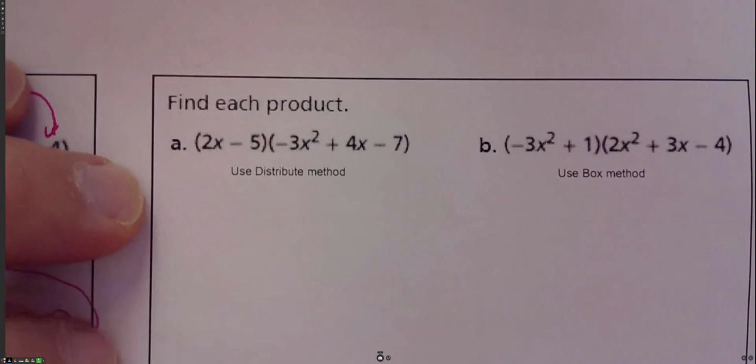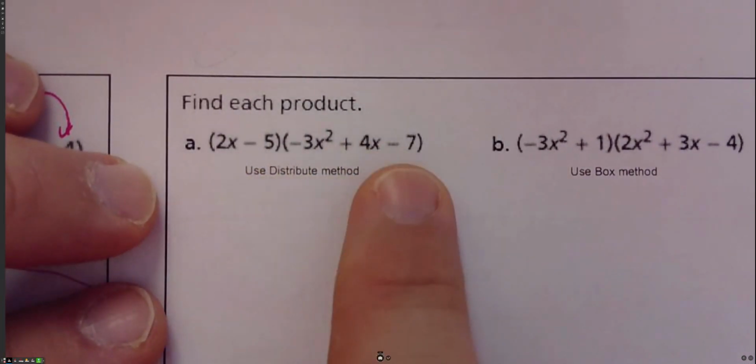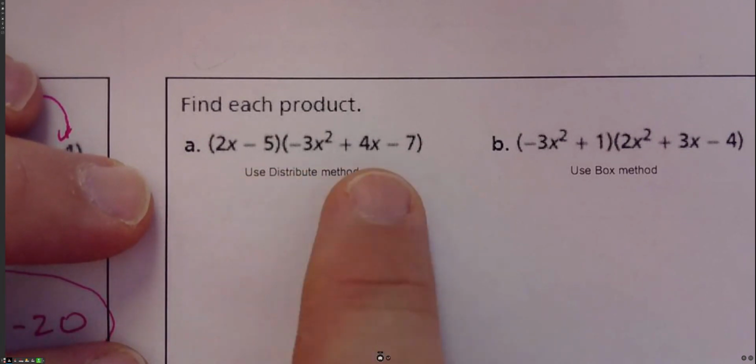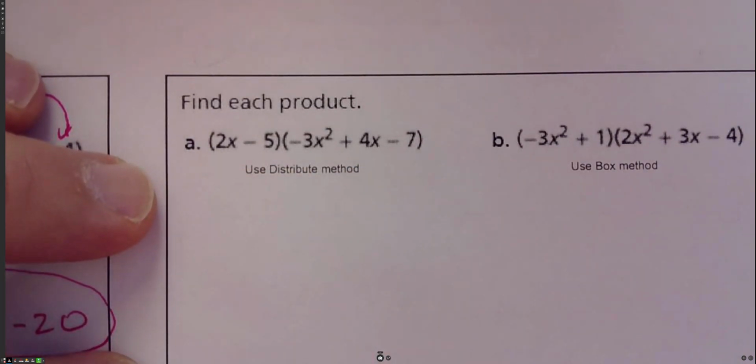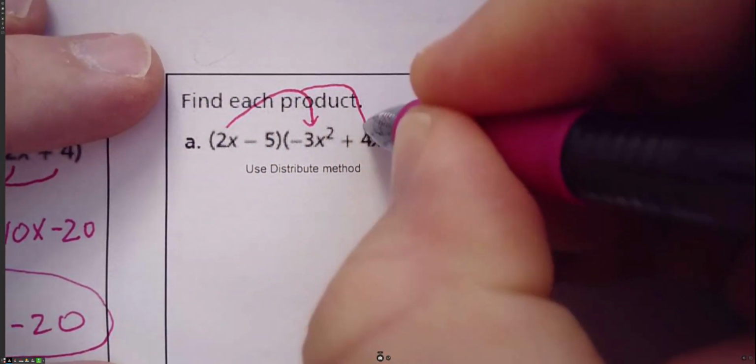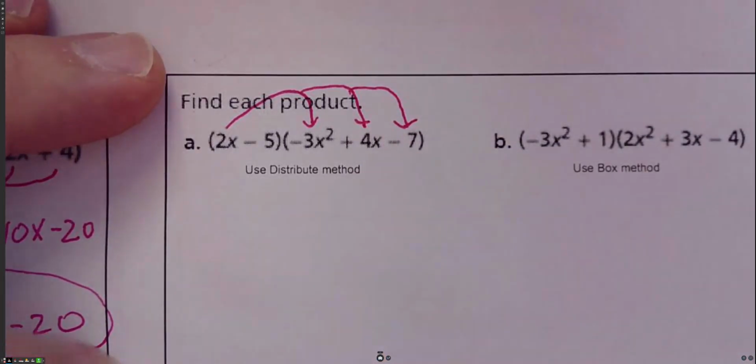So then we get to this next one. And now we have 2 terms times 3 terms, or a binomial times a trinomial, okay? So we're going to go ahead and do the same thing. The 2x is going to go to what? It's going to go to all 3 of them.